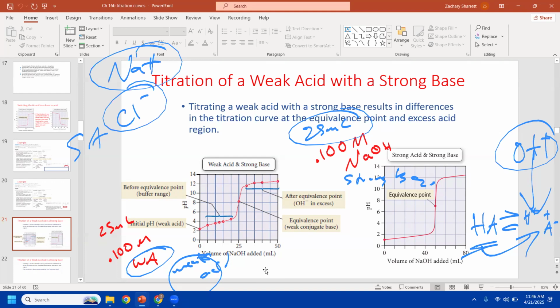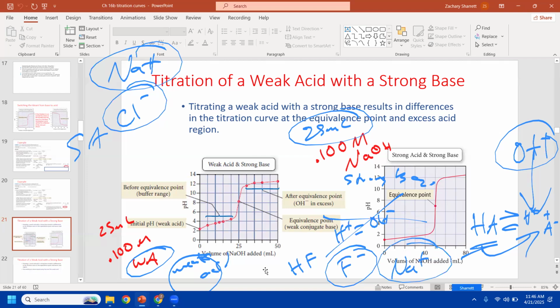Non-pH changing, right? But if we have a weak acid, let's say it's HF, at the equivalence point, all of the H plus is neutralized with all of the OH minus. Those are neutral. But now in solution, we have F minus and we have Na plus. So going back to salts, would this be an acidic salt or a basic salt?